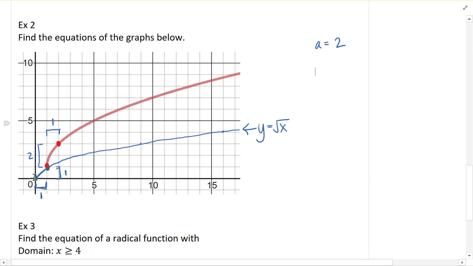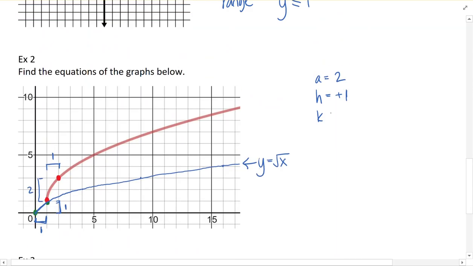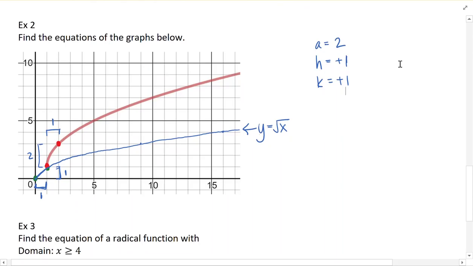So from there, we know we can now move it 1 to the right. So that means h is equal to plus 1. And we will be moving 1 up. So that will be k equals to plus 1. And knowing all these transformations, let's write it down so we know y equals 2 f of x minus 1 plus 1.